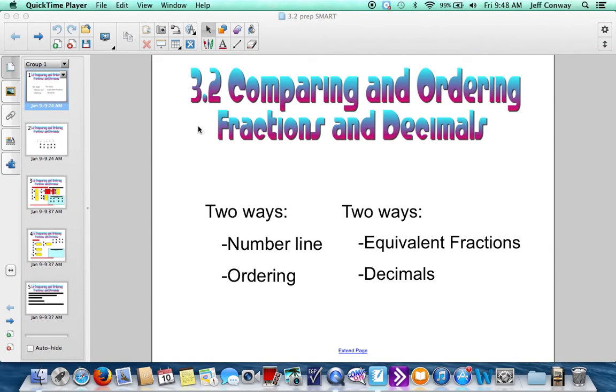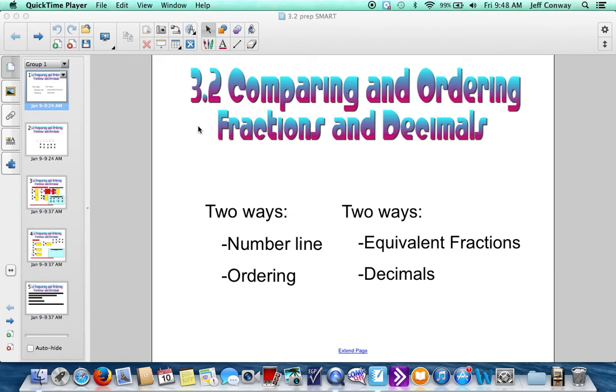Section 3.2, comparing and ordering fractions and decimals. Ordering just means to put them in order from either least to greatest, greatest to least, or on a number line. So those are the two ways that we compare and order fractions and decimals. We will put them on a number line that you've used before in years past, and order them from least to greatest, smallest to biggest, or biggest to smallest, or greatest to least.